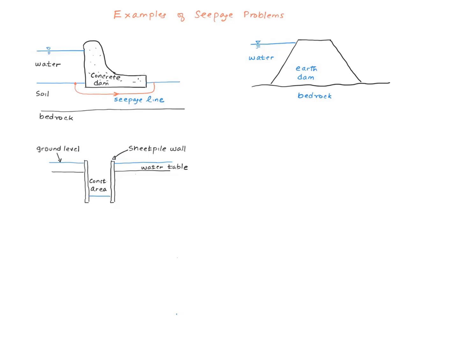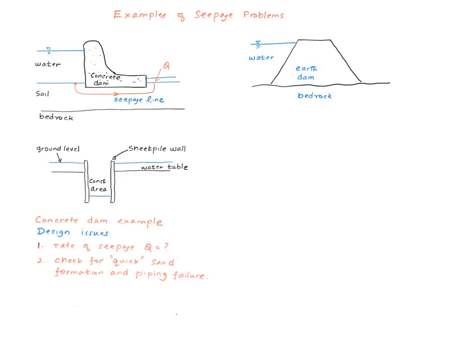So normally there will be a little bit of tailwater here. So what are some of the design issues here? Number 1, we need to know the rate at which the water is lost from the upstream to downstream by seepage through soil. Let's say the volume rate is Q. We need to calculate this in order to control this.